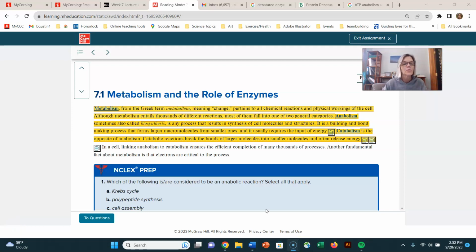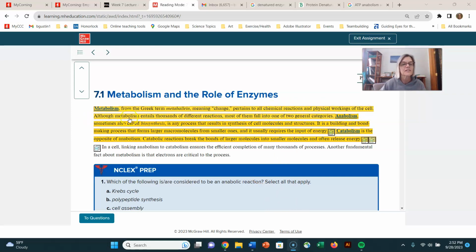Hi everyone. We're in section 7.1 and we're in microbial metabolism. Just to give you a quick definition of metabolism, we all talk about our metabolism. I've got a fast one, I've got a slow one. But really what metabolism means is it's all the chemical reactions of the cell.